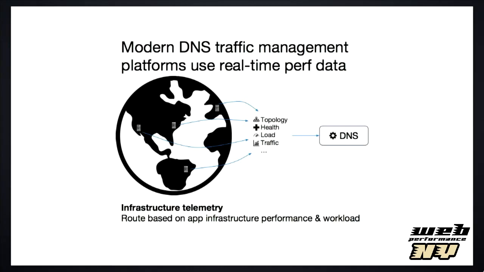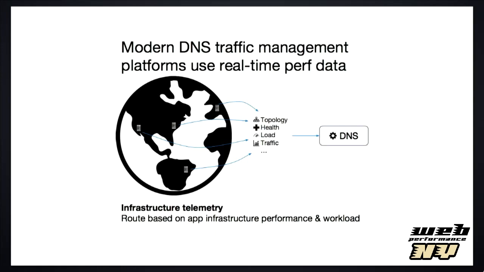So it turns out there's a lot of other information we may want to act on to make a decision at DNS lookup time of which API endpoint we're going to send a user to, right? One kind of information is what we call infrastructure telemetry. We want to know what is happening right now in your infrastructure, on your API servers.